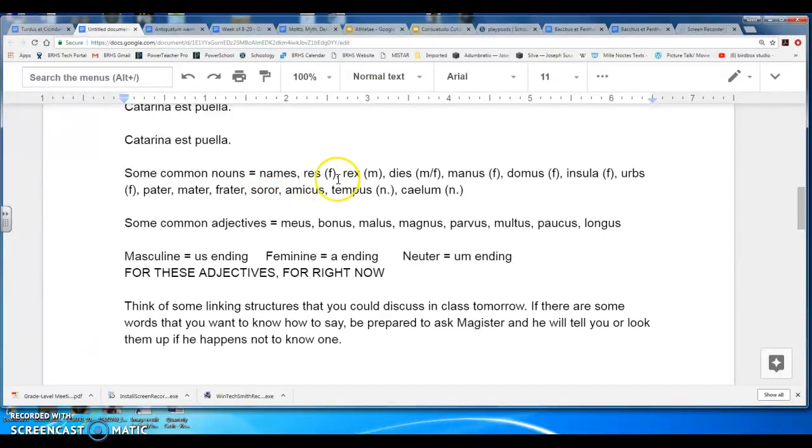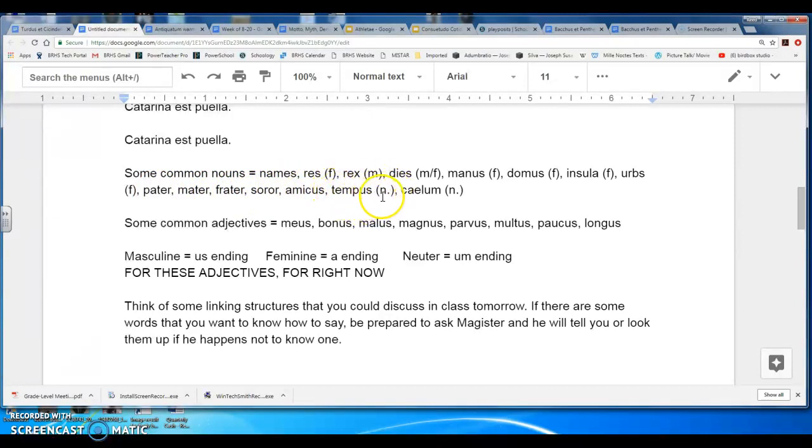Res is feminine. It means a thing. Rex is masculine. It means king. That's what this F and M stand for. F means feminine, M means masculine. Sometimes we can have either or, masculine or feminine, like dies. Don't say dies. Dies means day, manus, hand, domus, house, insula, apartment building. Urbs is a city, and then we have these names for our family members: pater, mater, frater, soror, father, mother, brother, sister. Amicus is friend.